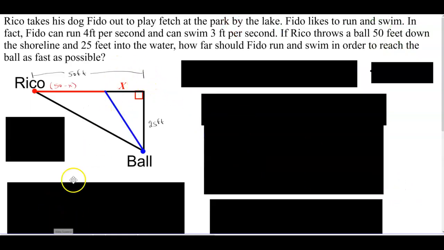This one's a little tricky as well. Rico takes his dog Fido out to play fetch by the park by a lake. Fido likes to run and swim. In fact, Fido can run at a rate of 4 feet per second and can swim at a rate of 3 feet per second. If Rico throws the ball 50 feet down the shoreline and 25 feet into the water, how far should Fido run and swim in order to reach the ball as fast as possible?